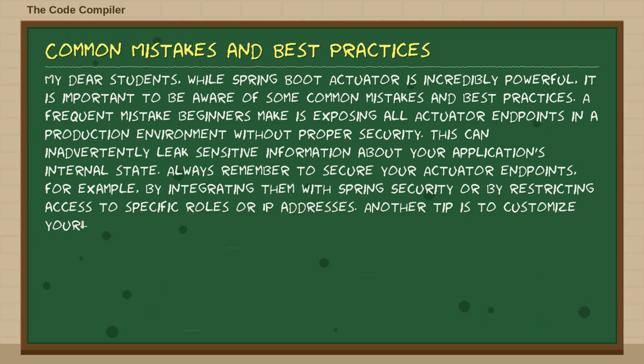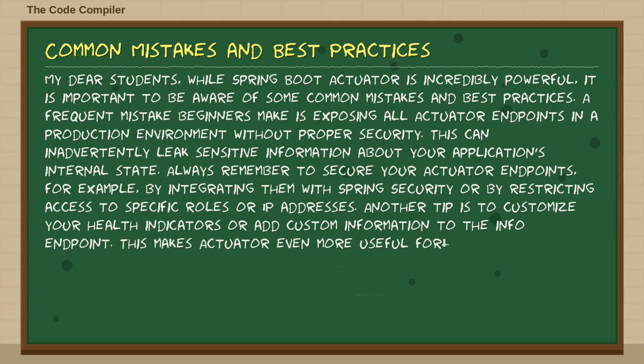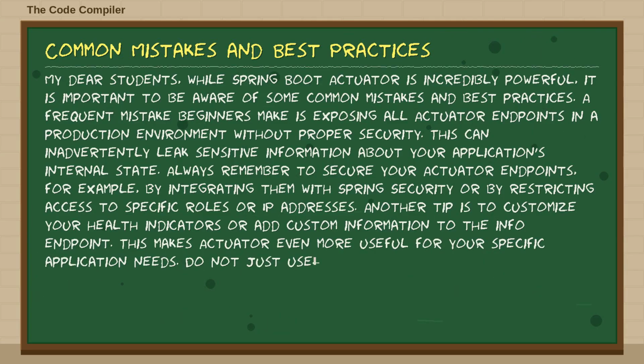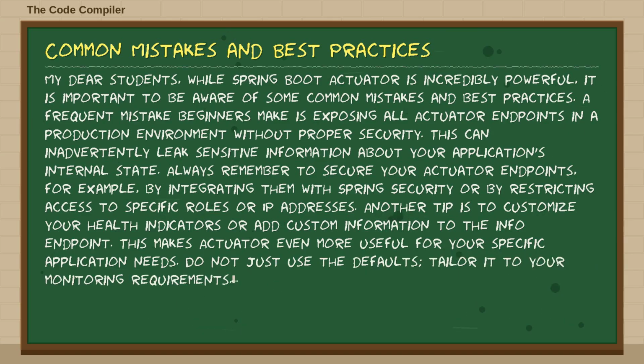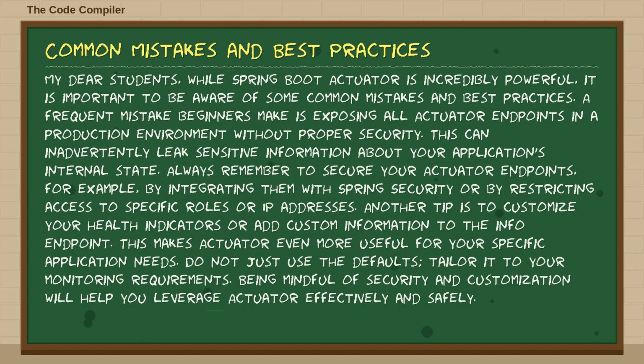Another tip is to customize your health indicators or add custom information to the info endpoint. This makes Actuator even more useful for your specific application needs. Do not just use the defaults, tailor it to your monitoring requirements. Being mindful of security and customization will help you leverage Actuator effectively and safely.